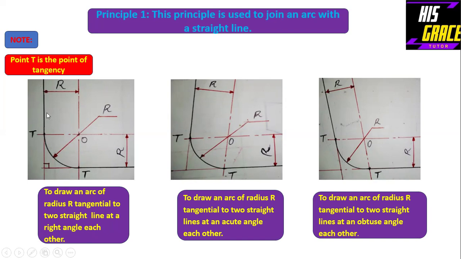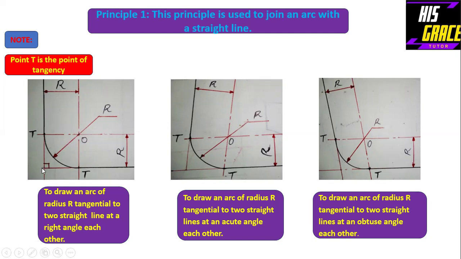What you need to do is that after you have drawn this line and this line at a right angle to each other, let's say the radius r is 20 millimeters, for example. From this point here, you take a measurement of 20 millimeters to this point.